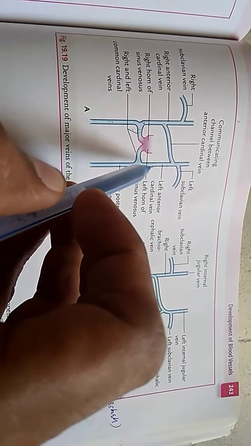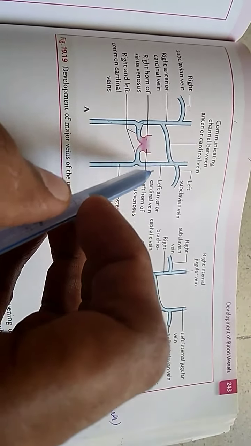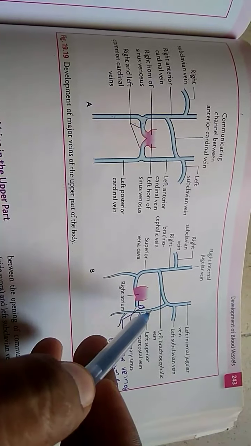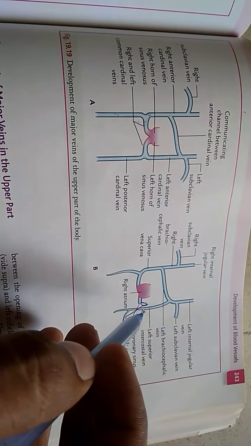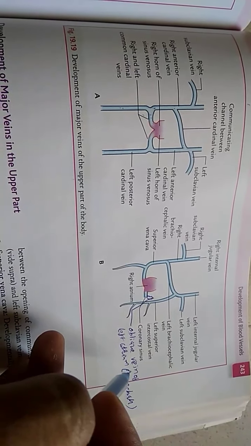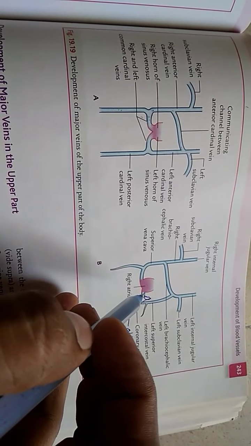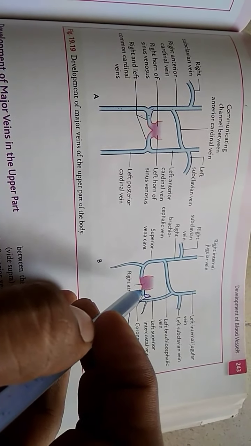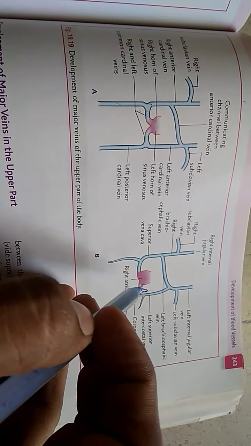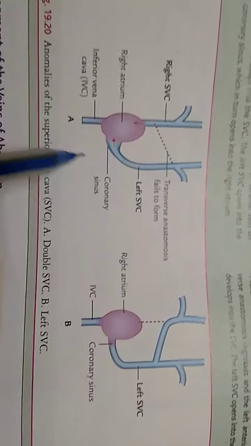The part of the left anterior cardinal vein caudal to the oblique communicating channel gets obliterated, which forms the left superior intercostal vein. The lateral part of the left common cardinal vein obliterates and forms the oblique vein of the left atrium, and the medial part of the common cardinal vein plus the left horn of the sinus venosus together form the coronary sinus. Two anomalies of the superior vena cava are important.